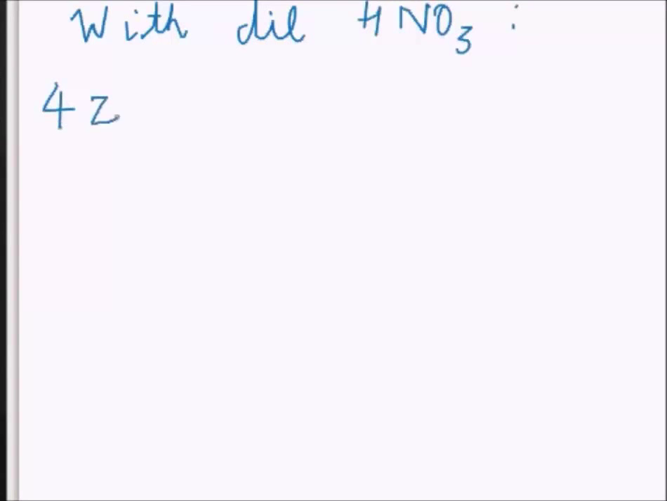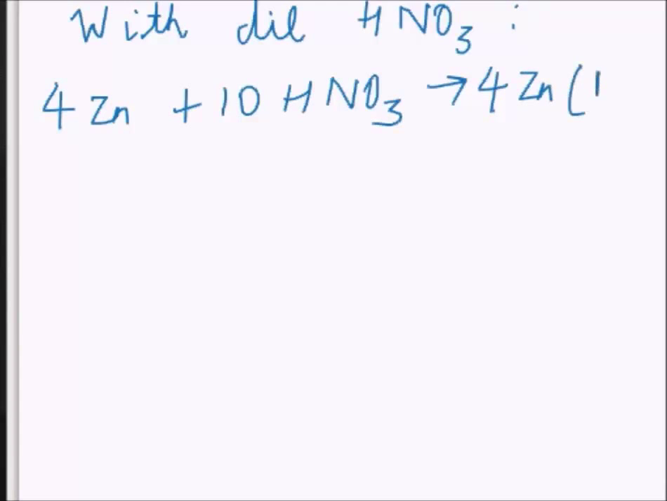First we will discuss reaction of some metals with dilute nitric acid, dilute HNO3. 4Zn, when it reacts with 10HNO3, zinc nitrate is formed, Zn(NO3)2, along with water and N2O.